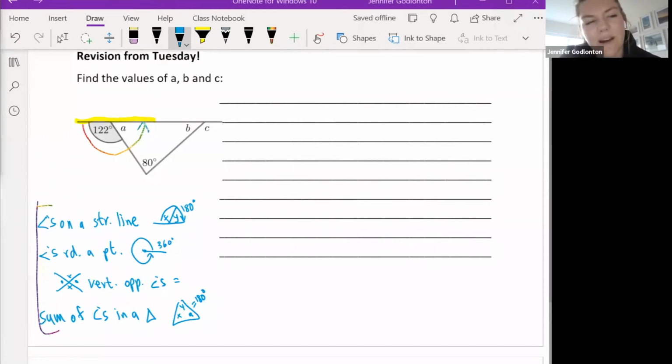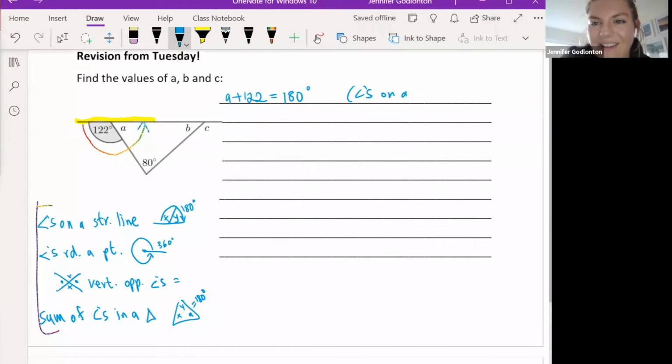Unasi, can you help me with how I'm going to find A? Ma'am, you're going to say A plus 122 equals 180. Angles on a straight line. Beautiful. Okay. What am I going to do next? Ma'am, so now you're going to take the 122 over. Good. And so it's going to be A equals 180 minus 122. A equals 58. Yes, 58 degrees. Done. Beautiful. Thank you, Unasi. Nice job.